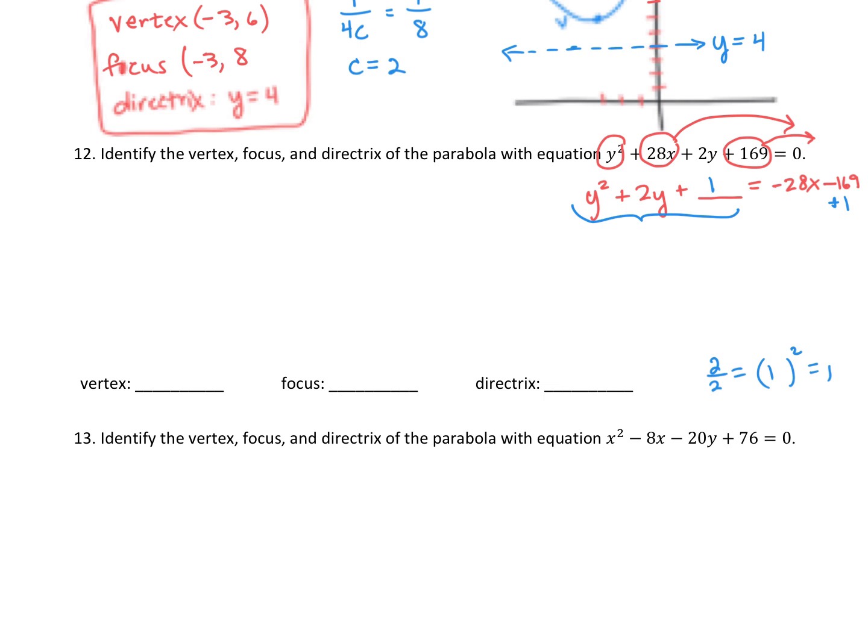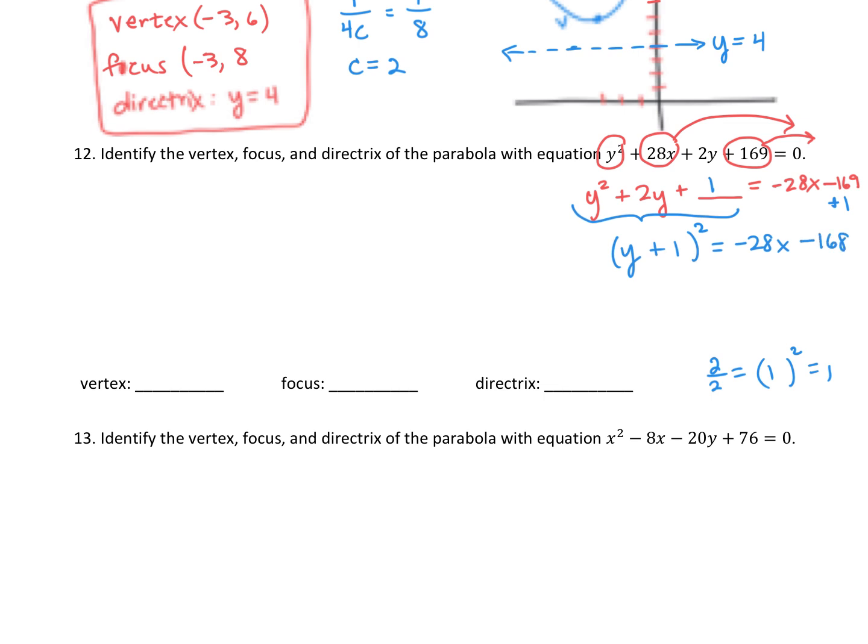The reason why we do all that is we just created something we can factor. What are factors of 1 that add up to 2? And you'd say, oh, 1 and 1. 1 times 1 is 1. 1 plus 1 is 2. So this is going to factor into a y, not an x, that's not the right variable. This is going to factor into a y plus 1 squared, equals negative 28x, and then negative 169 plus 1 is negative 168.